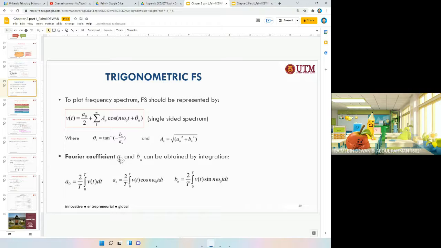And the Fourier coefficients can be obtained by integration. A naught is 2 over T, the integral from 0 to T of V(t) dt. An is 2 over T, integral of V(t) cos(n omega naught t) dt, and Bn is 2 over T, integral of V(t) sin(n omega naught t) dt. So remember there is T inside the integral, and this one is V(t) only.